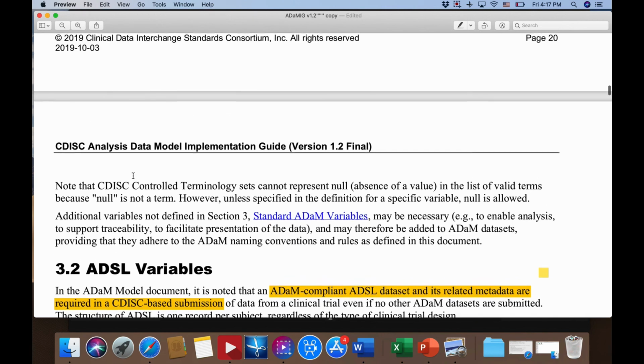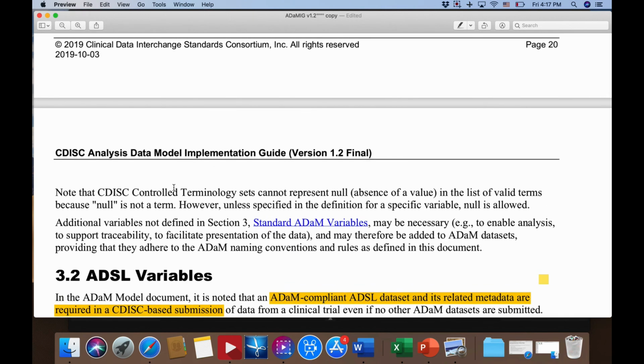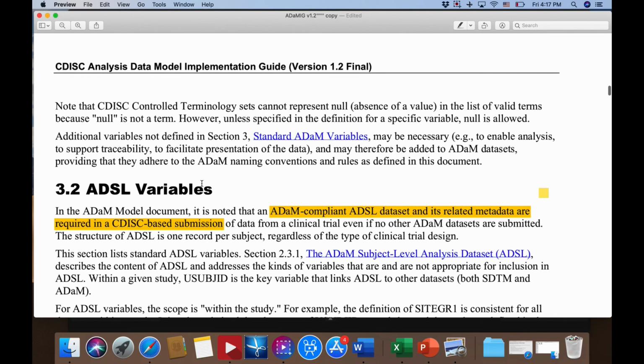Okay, so that's what we have for today. Next, I will talk about all the ADSL variables.